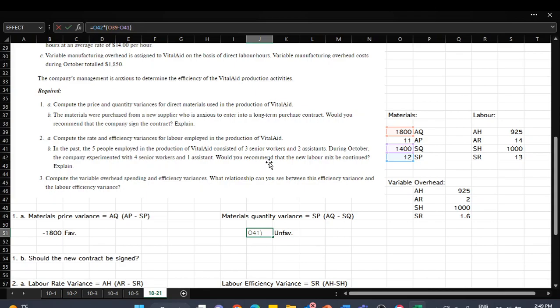Yeah, no, everything looks correct. I'm not sure why that looks off.